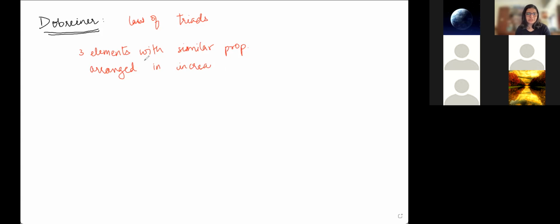So when he started grouping similar elements together, and he arranged them in an order that makes sense, increasing atomic mass. This is quite important, atomic mass. So throughout history, we'll be dealing with atomic mass only, because the concept of atomic number was not discovered until sometime during the early 1900s. So till then, we'll be working with atomic mass only. So arranged in increasing order of atomic mass, the mass of the second element is roughly equal to the average of the first and third, the other elements.